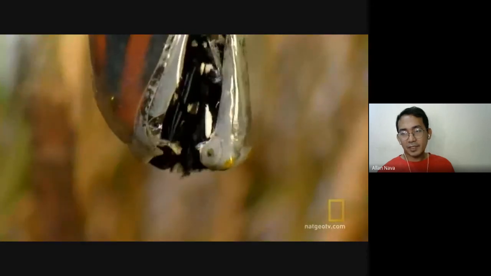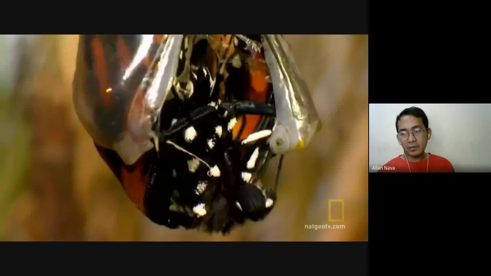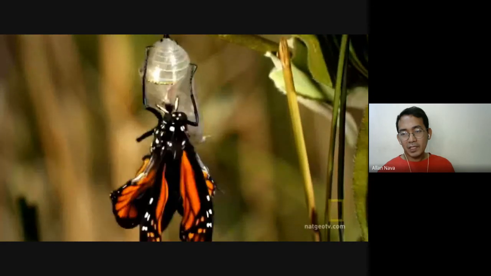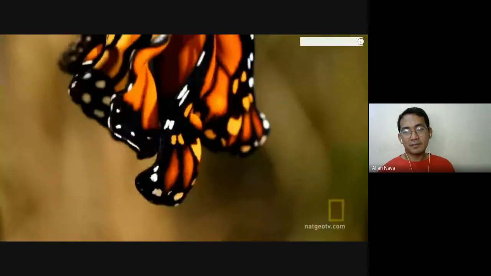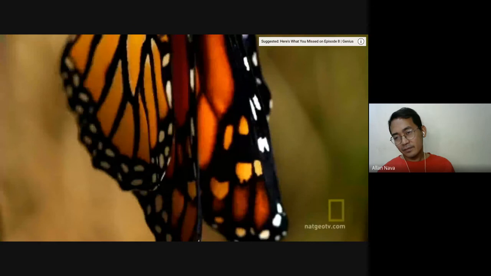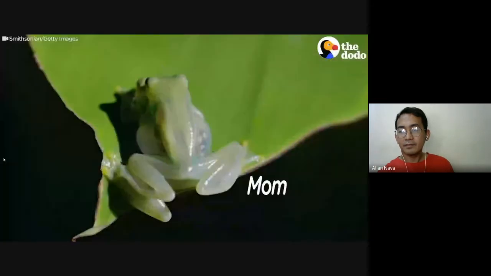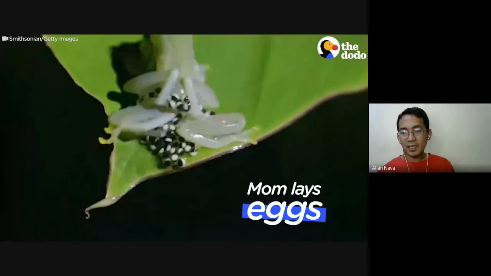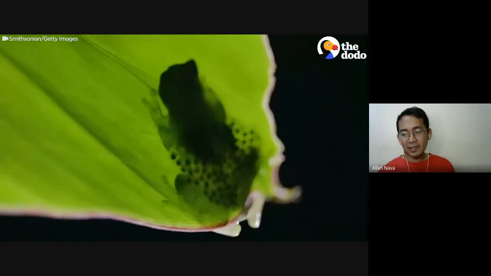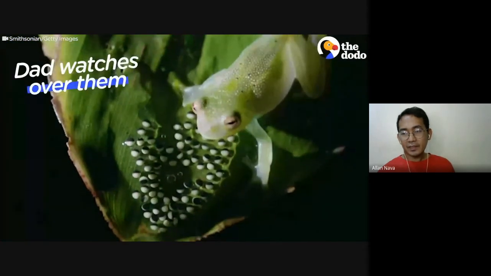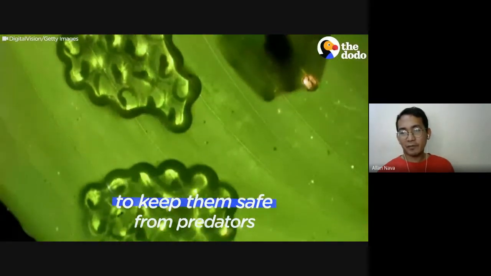Entire process, we call it metamorphosis. And the adult one will come out into a beautiful butterfly. Yeah, see that? That's how the process goes. And the last video that we're going to watch is for frogs. Laying eggs, just like what we have seen a while ago, fertilization outside the body, external fertilization. And then the adult will watch over the eggs to keep them safe from predators.